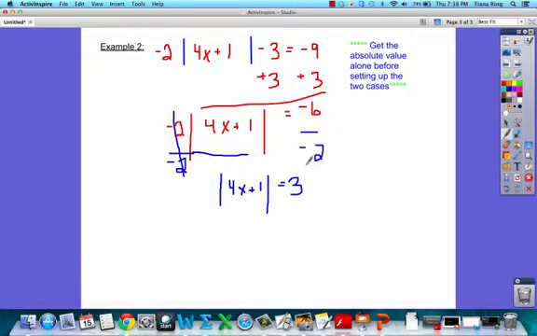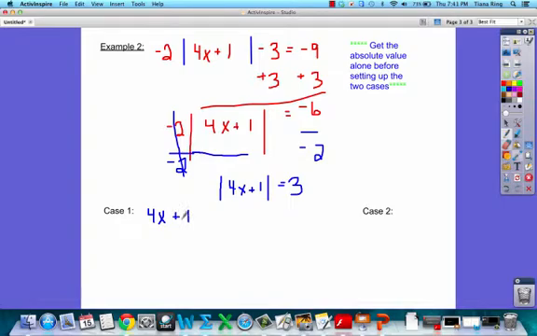Okay. So now that the absolute value is on the left and it's completely by itself, nothing on the outside being multiplied or added or subtracted, now that it looks like this, we can set up our two cases. Alright, so now that we have it simplified, what we want to do is set the two cases. So case 1, just like before, we're going to have the equation without the absolute value symbols. So we have 4x plus 1 equals 3.